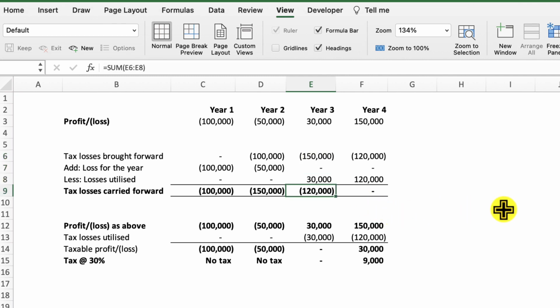And then in year 4, we make a profit of 150,000. So that means we utilize our entire balance of 120,000. So what does this mean practically for our tax expense? In the first 2 years, because we made losses, we basically pay no tax. In the 3rd year, we made a profit of 30,000. But remember, we had tax losses of 150,000. So we offset this entire 30,000 with our historical losses. So that means we also pay no tax in the 3rd year.